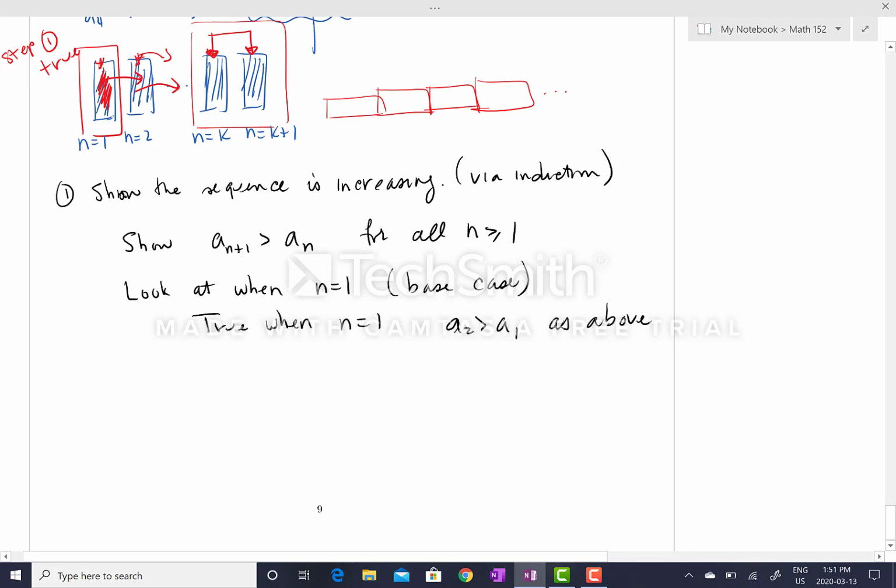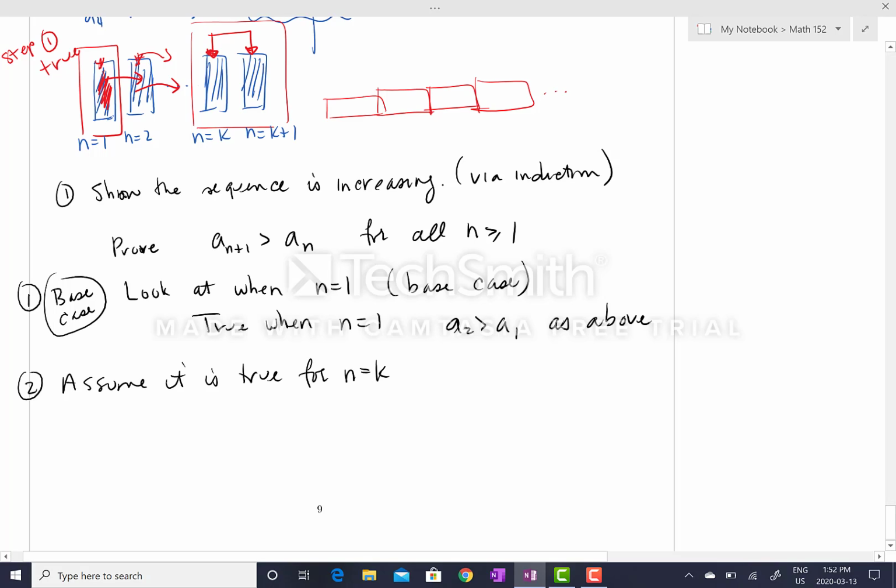So then the next step. Here's my proof. Proof. Base case, that's step 1 of my proof. Step 2 of my proof: assume the kth case. Assume it is true for n equals k. What does that mean? That means I'm allowed to use this statement.